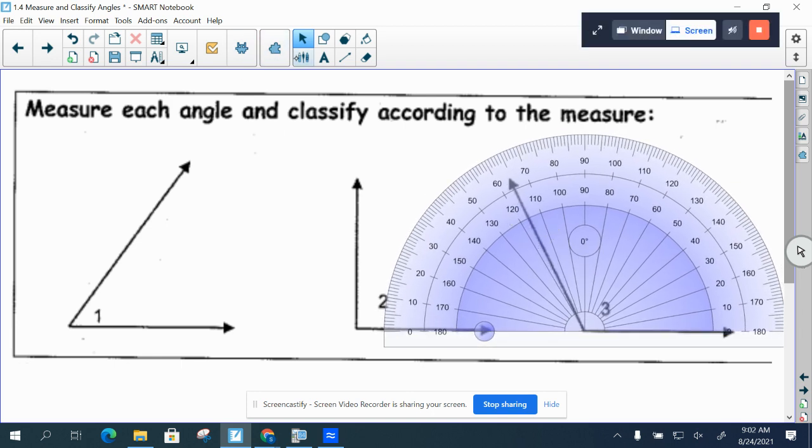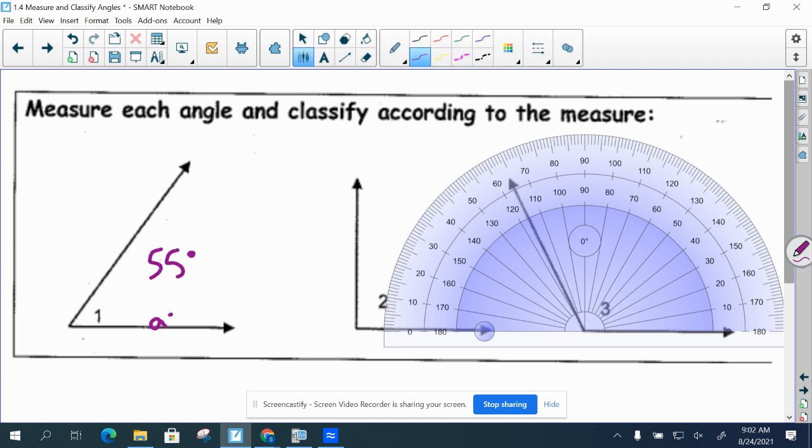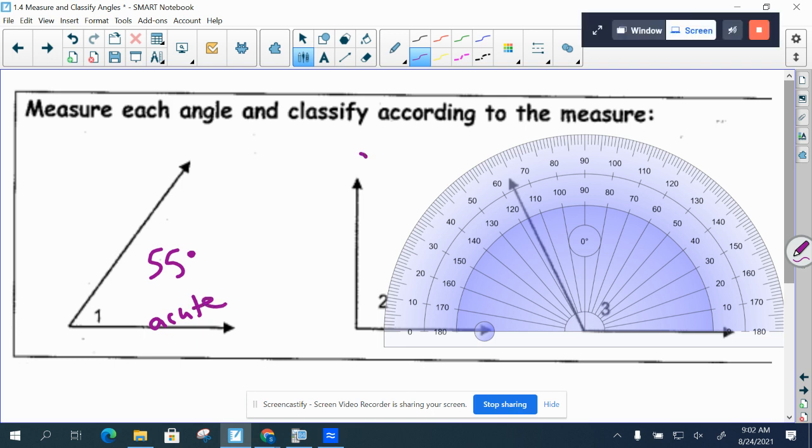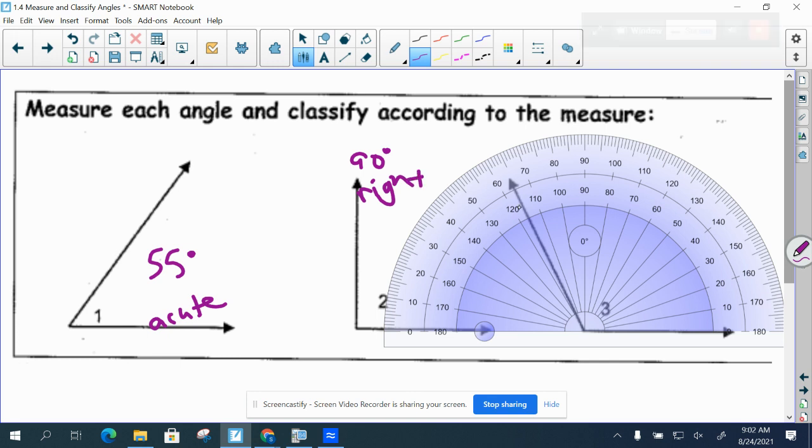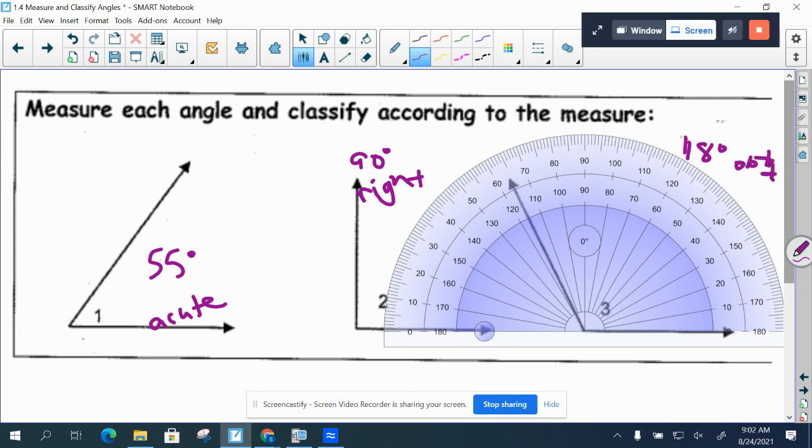Okay, so for the first one, I got about 55 degrees, so that would be acute. The second one, I got 90, that would be a right angle. And for this one, I got about 118. Anywhere close to that, like within 2 or 3 units, is fine. I could put 115, okay, put 120. Close. So that's all. Is there anyone who needs help seeing those?